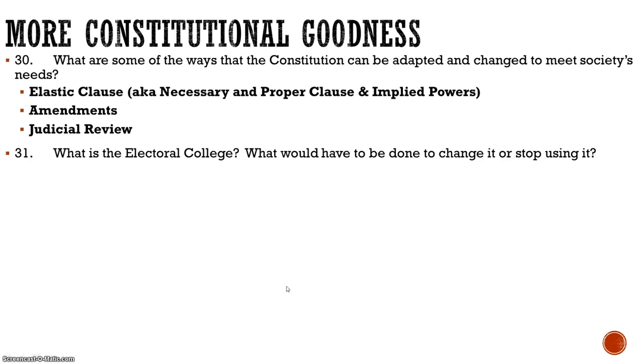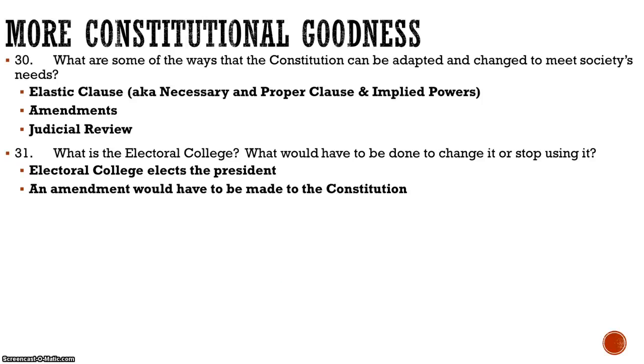What's the Electoral College? What would have to be done to change it or to stop using it? The Electoral College is what we use to elect the president. So no, the president is not directly elected by the people. And because it's in the Constitution, the only way to get rid of it, you can't make a law, it won't do it. You'd have to make an amendment to the Constitution. You'd have to actually change the Constitution.